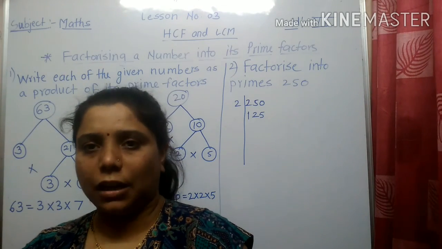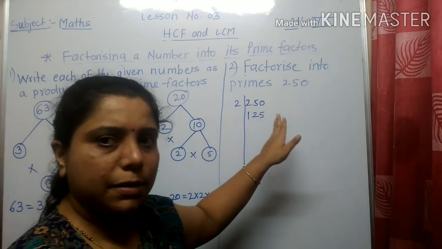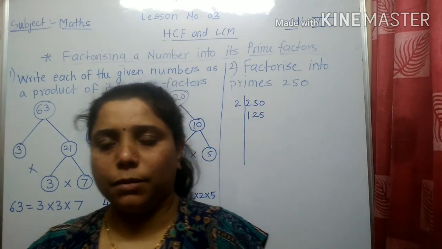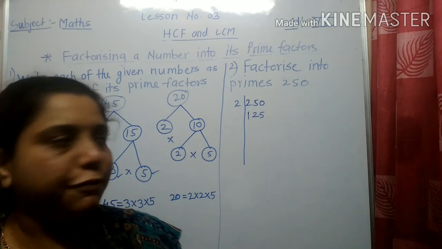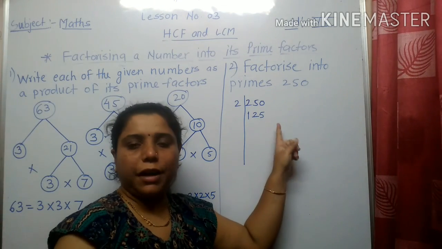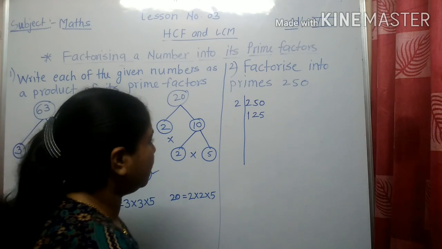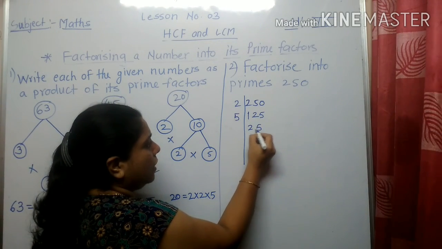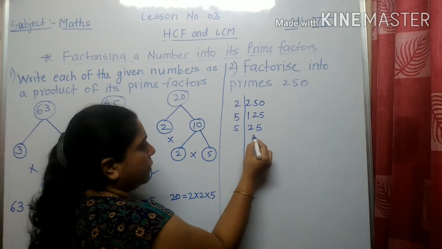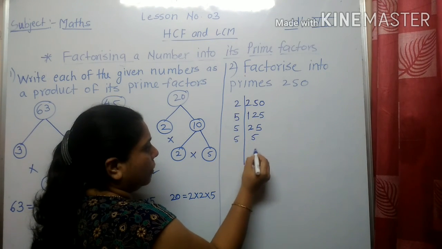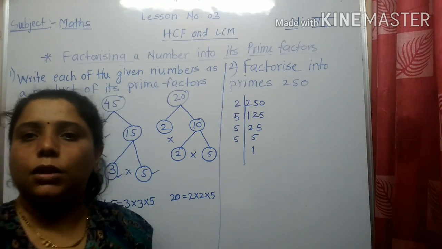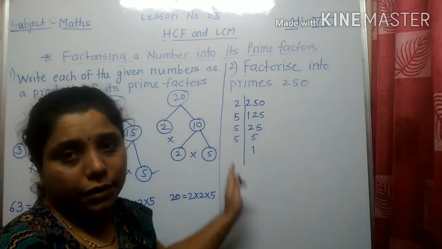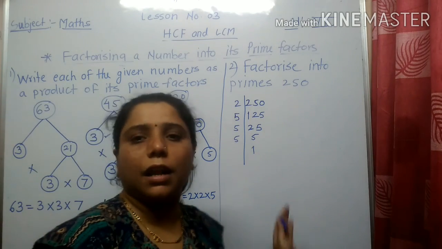Next prime number is 3. Is 125 divisible by 3? No. So you have to go to the next prime number. Which is the next after 3? 5. So is 125 divisible by 5? Let us see. 5 2s are 10. 5 5s are 25. Then 5. 5 5s are 25. 5. Then 1. Okay, this is the method to find the prime factors by using vertical arrangement.